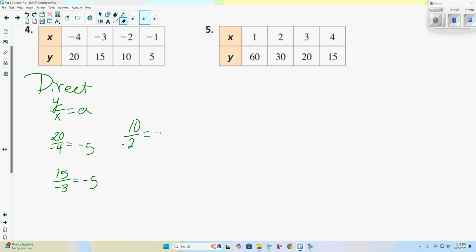And 15 over -3 is -5. 10 over -2 is -5, and 5 over -1 is -5. So this is indeed direct. Now it does seem like they're going in opposite directions, but the x values are approaching 0, and the y values are also approaching 0. Questions on number 4 before we look at number 5?